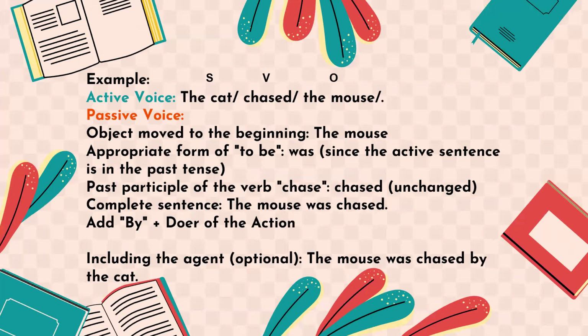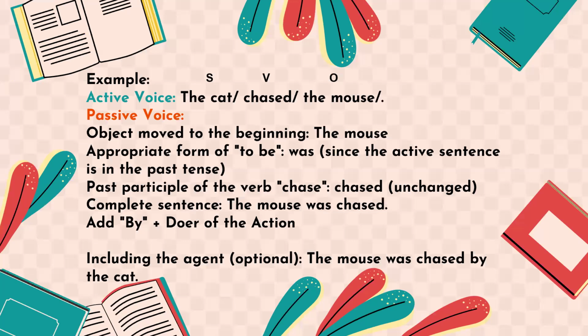Coming to the application of the rules here in detail: the cat, subject; chased, verb; the mouse, object. Coming to rule number one, the object is moved to the beginning. What is the object here? The mouse. The appropriate form of to be: was. Since the active sentence is in the past tense, it is already changed, so we are not supposed to change the past participle. The past participle of the verb chase is chased, so there is no change in the verb here.